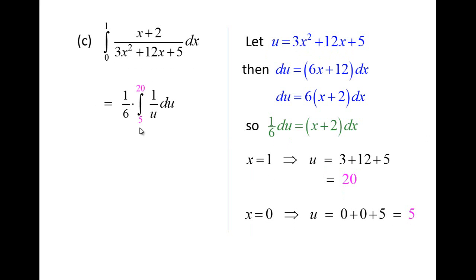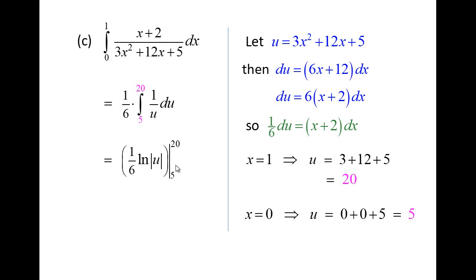Notice that 1/6 du is replacing x plus 2 and dx, and then the quadratic here is u. So you get 1 over u. Now what's the antiderivative of 1 over u? Well, that's ln of absolute value of u. So we get 1/6 here, and then ln of absolute value of u.